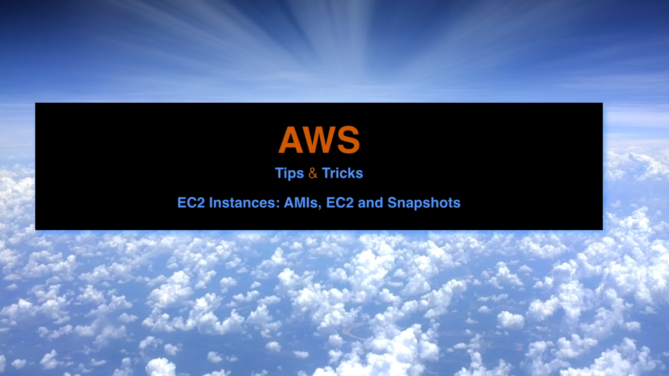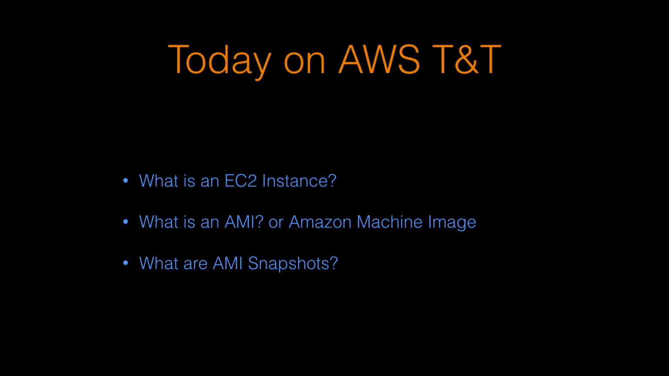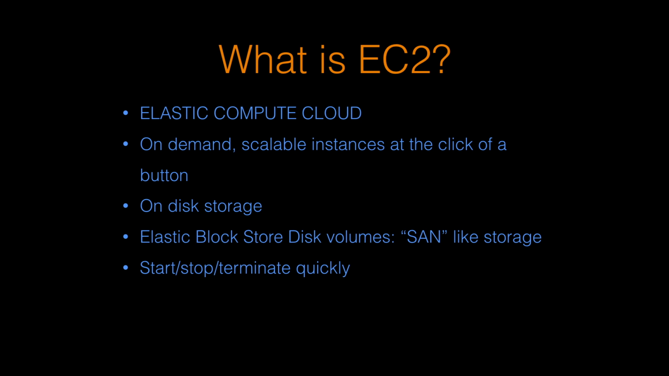This is Ben again, and today we're going to be talking about EC2 instances, AMIs, EC2, and snapshots. What is EC2? EC2 stands for Elastic Compute Cloud. It's on-demand scalable instances at the click of a button. It has on-disk storage, or you can use Elastic Block Store disk volumes, or EBS, which is similar to SAN-like storage in a traditional data center.